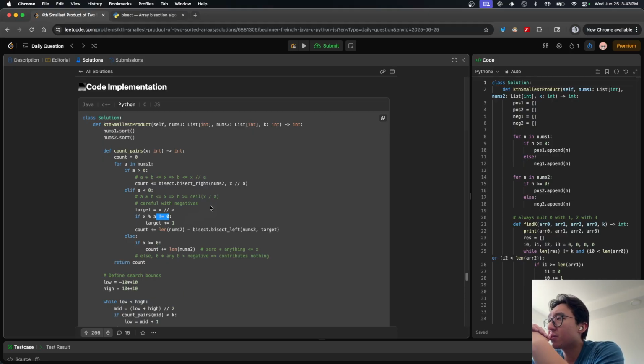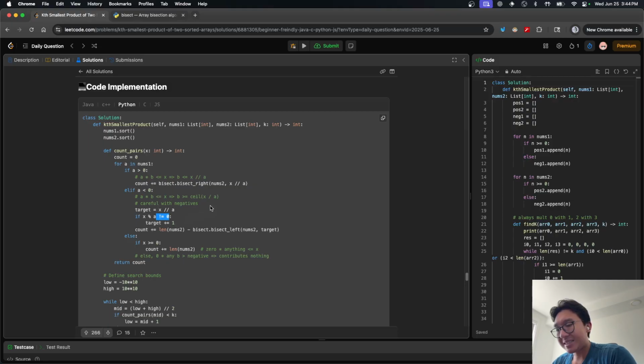A times b is less than or equal to target, then b must be, yeah. If a times b is less than or equal to target, then b must be greater than, yeah, that's right. Target is equal to x by a. We do the ceil of that, and then count plus equals length minus the left y.